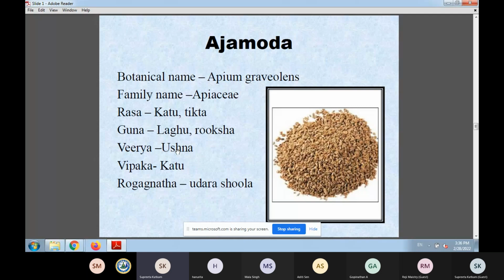There is a medicine called Ajamoda Arka, which is prepared out of this. It is a distillation process. The Ajwain seeds are used in the distillation process and the liquid is extracted. That particular extract is beneficial in dysmenorrhea.